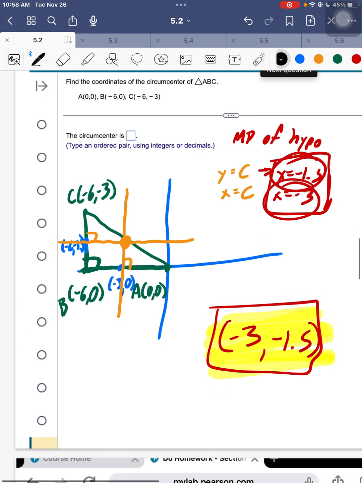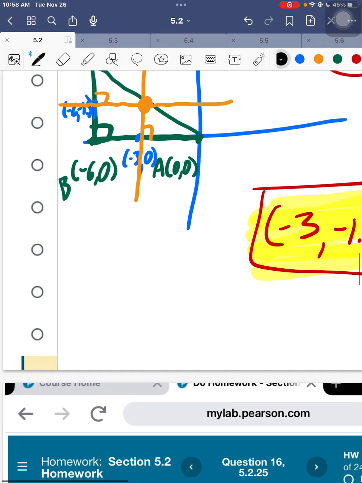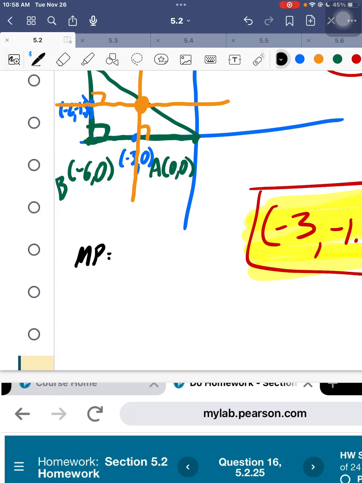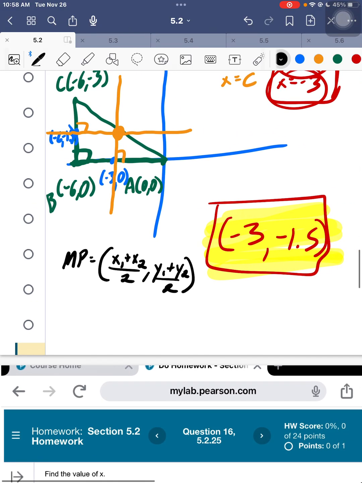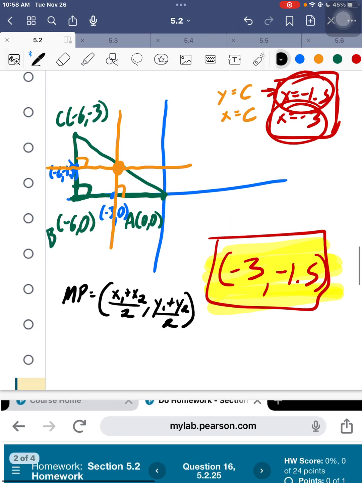So, okay. What is midpoint, guys? We should all know midpoint. Midpoint is equal to (x1 plus x2 divided by 2, y1 plus y2 divided by 2). What is our x in this case? My x over here, x1, y1, x2, y2. What is -6 plus 0 divided by 2? -3.